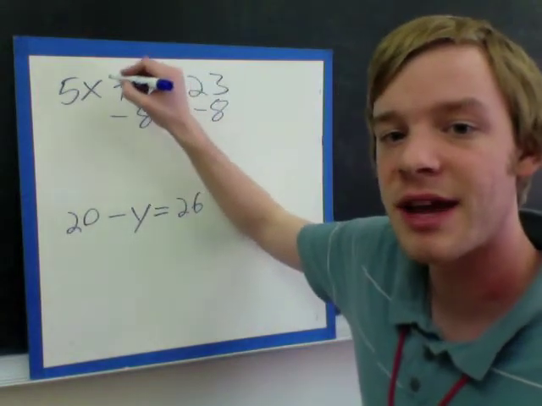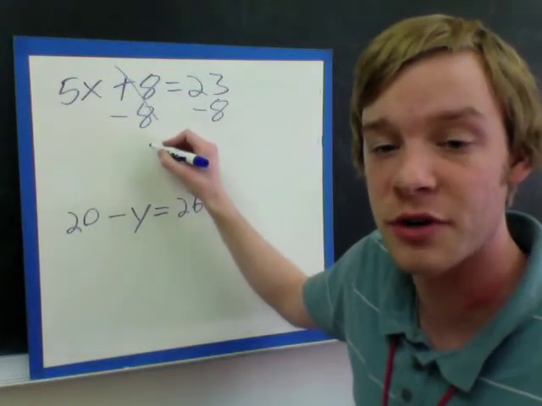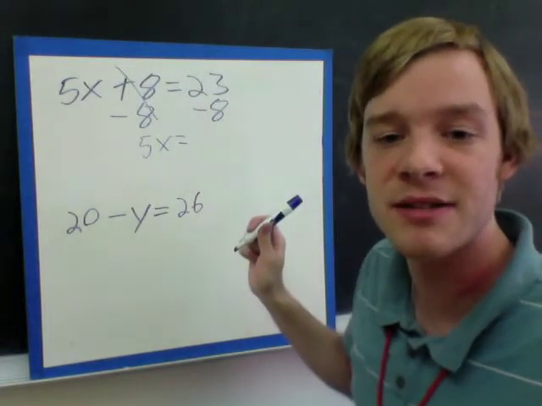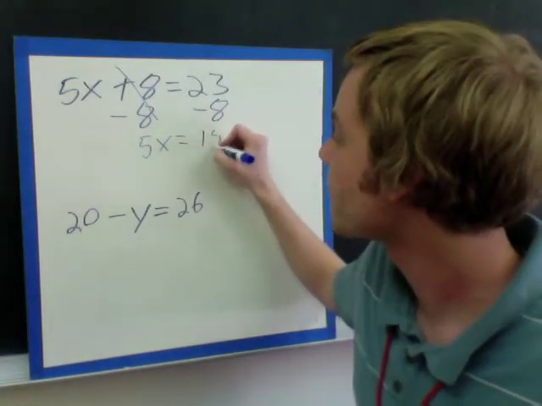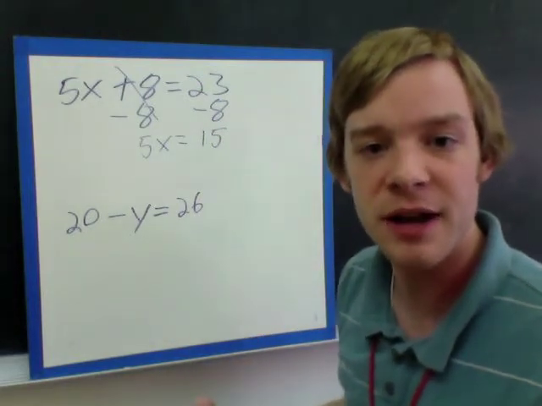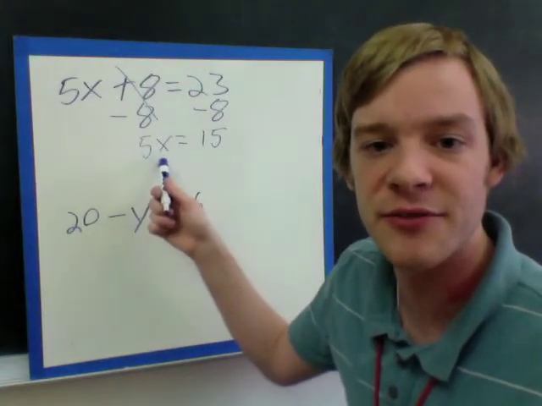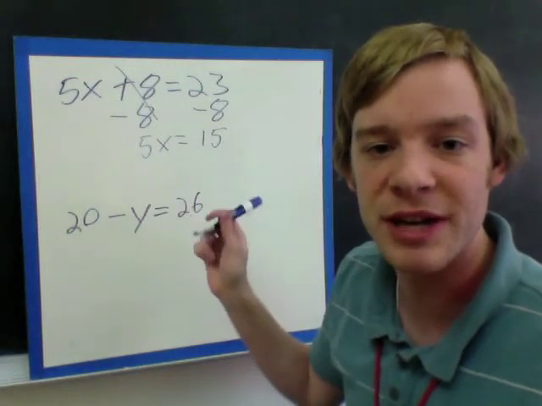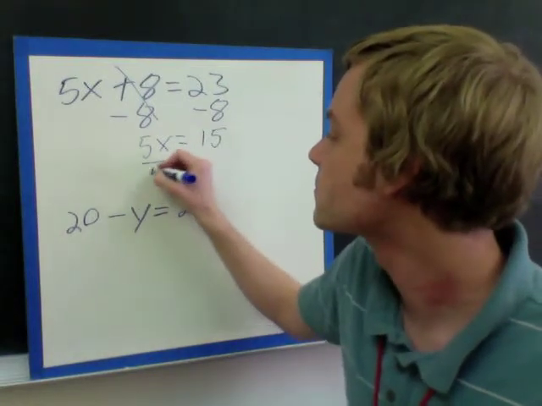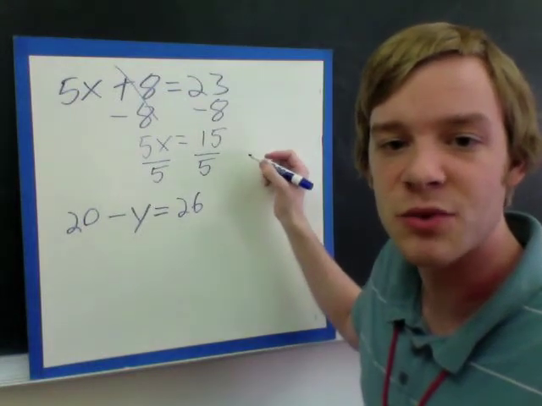We should remember that 8 minus 8, these will cancel, which will leave me with 5x over here. And if I have 23 minus 8, that's going to give me 15. So now I have 5x equals 15, and to get x by itself, I now need to do the opposite of what I have, and since we remember any coefficient and a variable together means we have multiplication, we want to divide both sides by 5. And this will give me x equals 3.